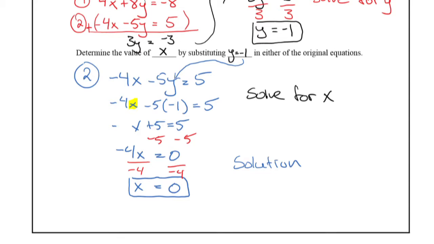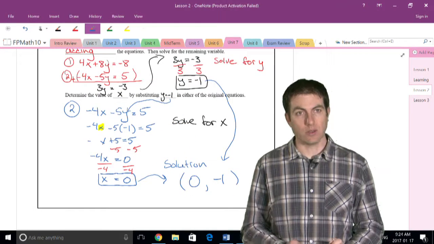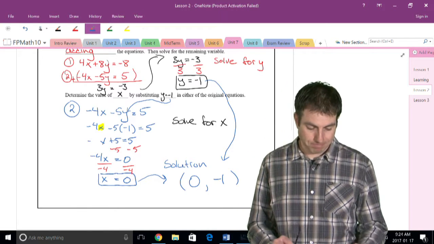So that is the second part of my solution. From up above, I have that y is negative 1. From down here, I have that x is 0. So the solution to that system is 0, negative 1. That's where those two lines would intersect.